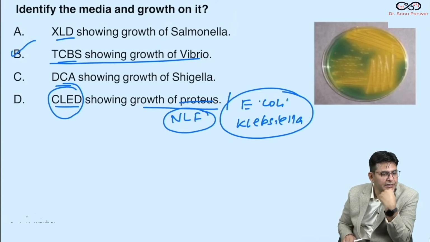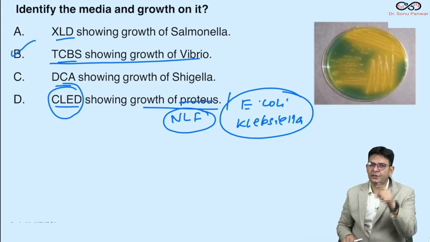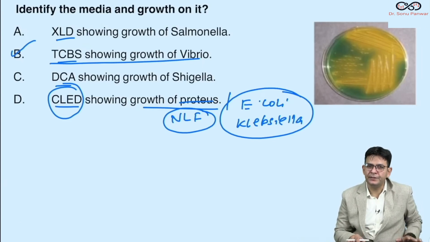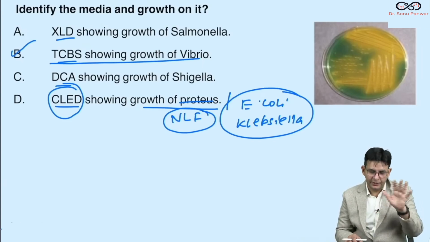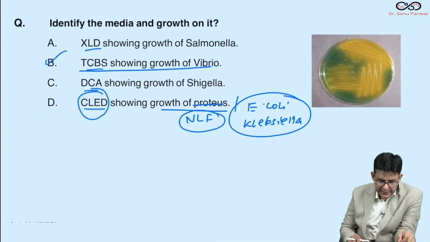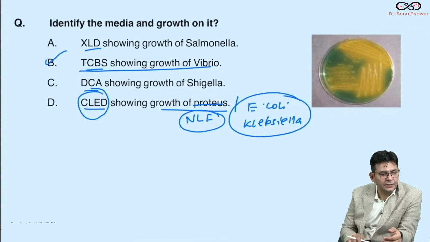And CLED, cysteine lactose electrolyte deficient, is not the answer because of what we said regarding Proteus, which is a non-lactose fermenter. But remember this also: CLED is also green in color and it changes to yellow when lactose fermenters grow on it. Remember that. Which one is better, CLED or MacConkey? CLED is better because it is non-selective. Another NEET PG question. Okay, DCA, deoxycholate agar, is used for Salmonella and Shigella. It is not of this color. Okay, it is not of this color.